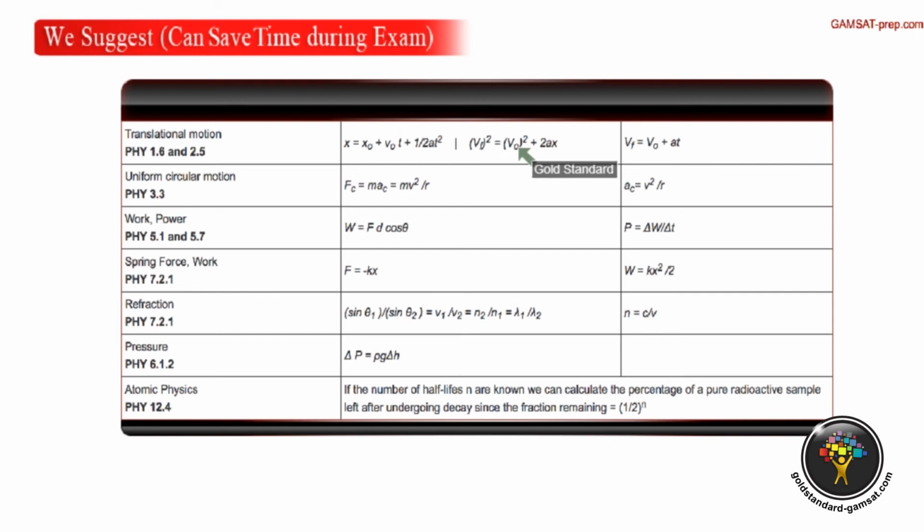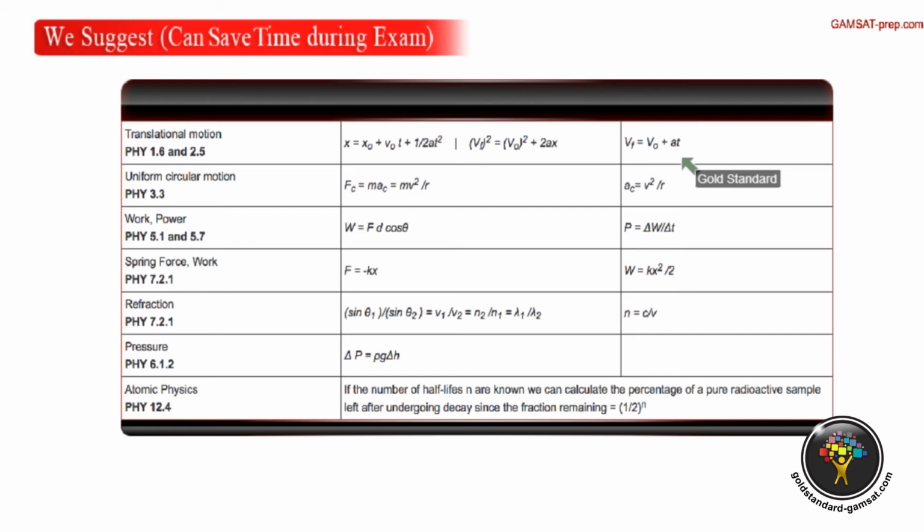And the final velocity squared is the original velocity squared plus 2ax. a is the acceleration, x is the displacement, and we have the original velocity and final velocity. And here is the final velocity: the original velocity plus acceleration times time.